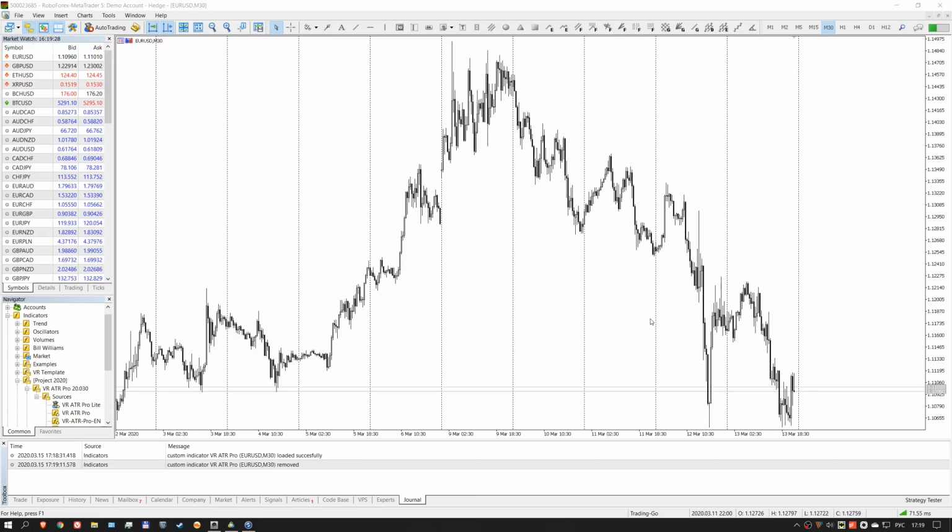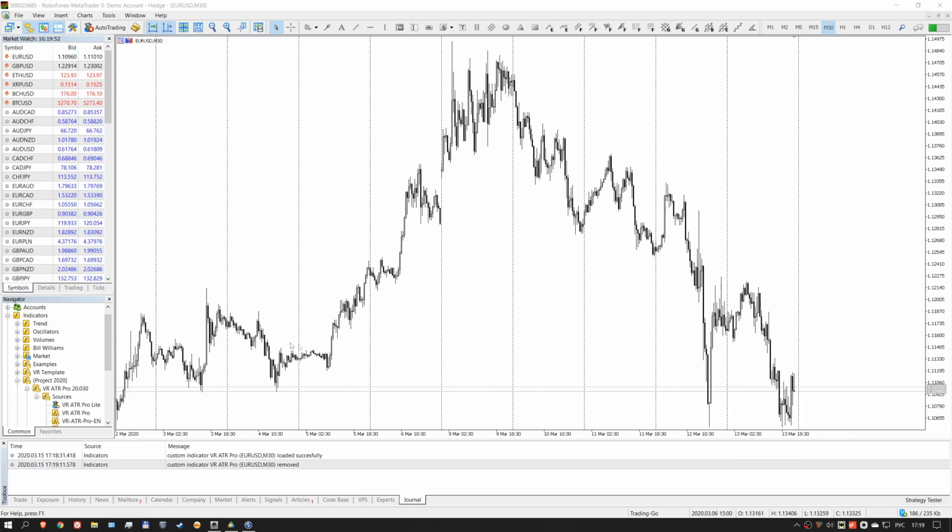The VR ATR Pro indicator is interesting because it shows target levels. That is, the levels that the price tries to reach in the current period. The indicator has a very simple formula for calculating historical data. It calculates growth data and fall data, the average price, and shows the levels for the current period. In most cases, the price reaches these levels.